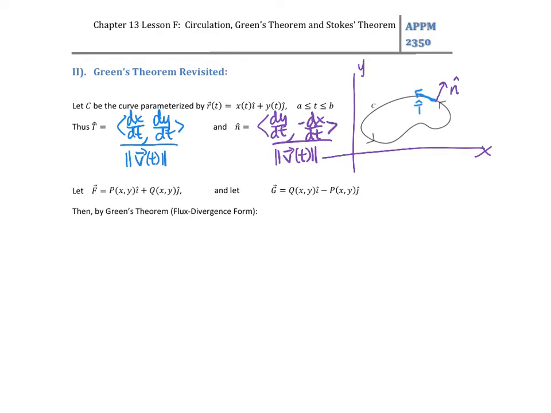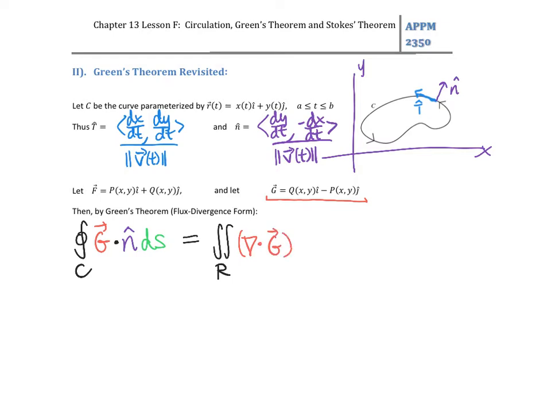Okay, now we're going to apply Green's theorem to a random vector field G, and we're going to define that vector field to be some function q for the i component and then some function negative p for the j component. Let's recall Green's theorem's flux form told us that if we wanted to calculate the flux, it's equivalent to integrating the divergence everywhere on the interior of the region, where R is my interior region and C is the boundary.